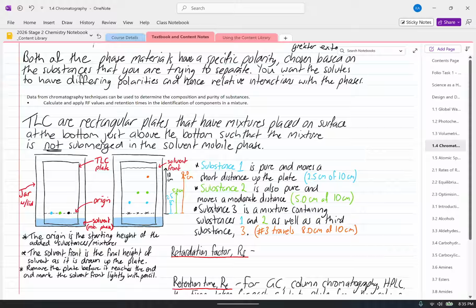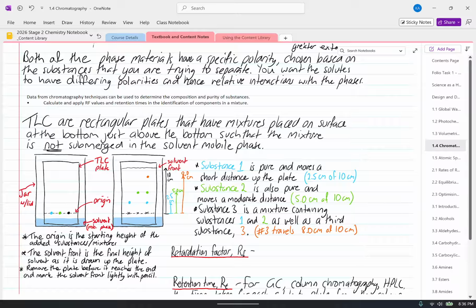Now, technically, it may not be pure. It may just be that the other substances in the mixture are invisible, for example, so they may not show up in visible light. It could also be that the polarity is so similar to each other that they don't actually separate within this mobile phase. They don't separate when they have this mobile phase and the stationary phase of the plate. But more often than not, the substances we're going to work with, you'll be able to see it if they are made up of more than one.